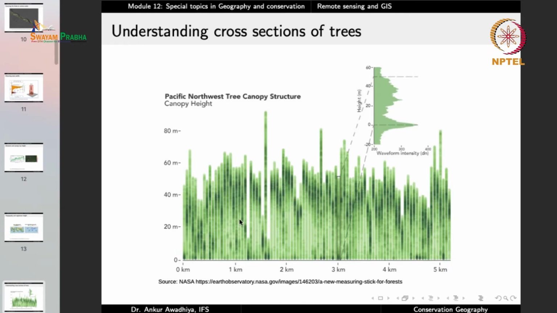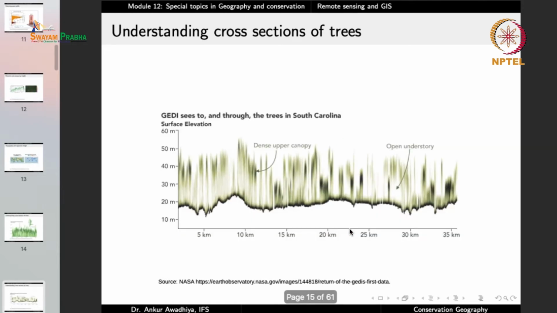That is, what is the amount of mass or what is the amount of reflecting surface that is there at different heights in these trees. And with that, now we have an ability to see through the forest. So if we make a plot of the LiDAR data, we get a plot like this. So this is telling us that this portion is a dense upper canopy, this portion is an open understory, and so on. So you are able to get a visualization of the trees as they would be seen from the side.